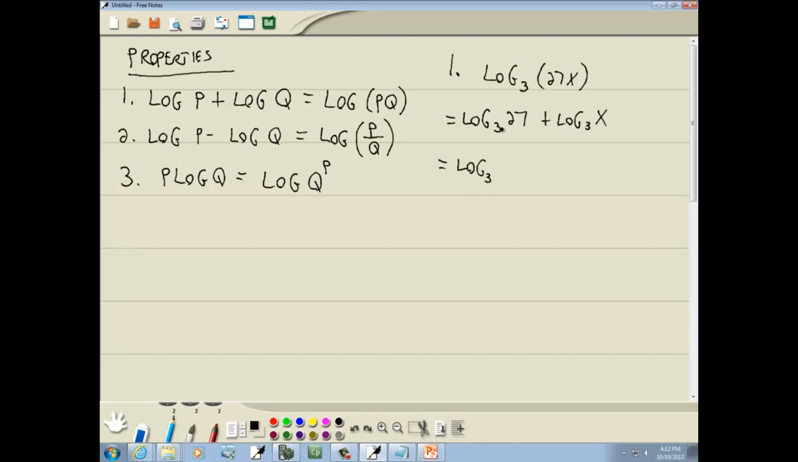Now here our base is 3. If you can rewrite the number that's following as 3 to a power, which we can in this case, this is 3 to the third. If you get these two numbers matching right here, then the log and the 3 are going to cancel, and we're just left with the exponent, which is 3. So our answer to this problem is 3 plus log x.